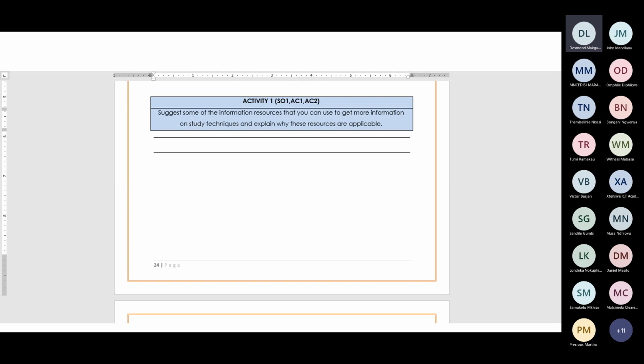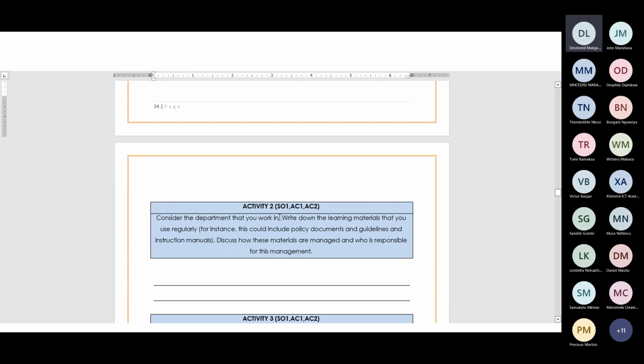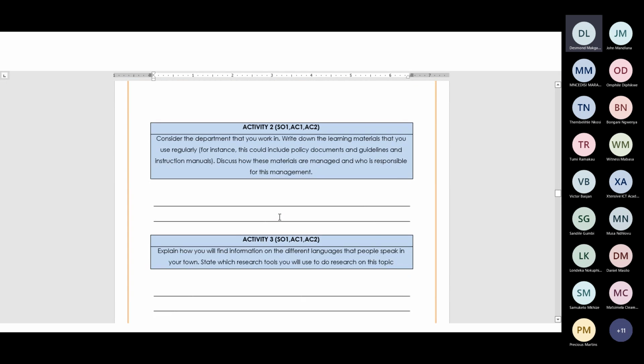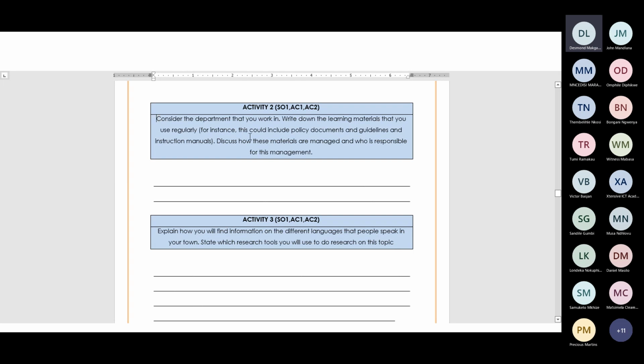Right. So if you look at my screen here, this is the second unit standard that we're looking at. And the task that you're going to look at, you'll see there we say, consider the department you work in, learning materials that you use regularly. And I think we know, colleagues, that some of us have not worked before. Then you can use some examples that I've shared with you. And you can also try and put yourself in my shoes.